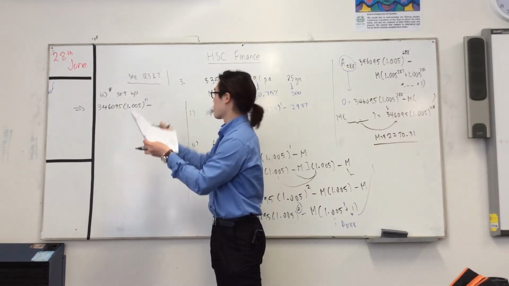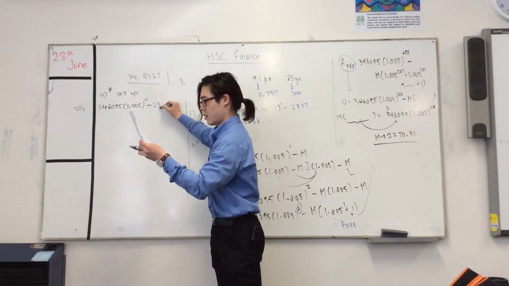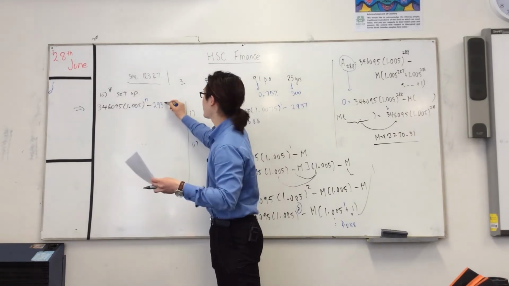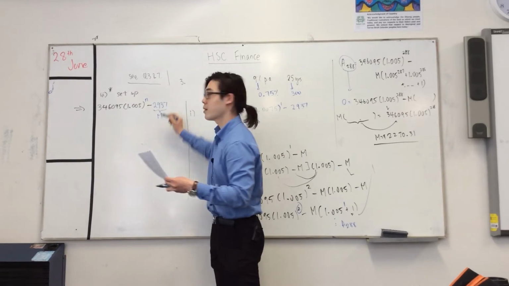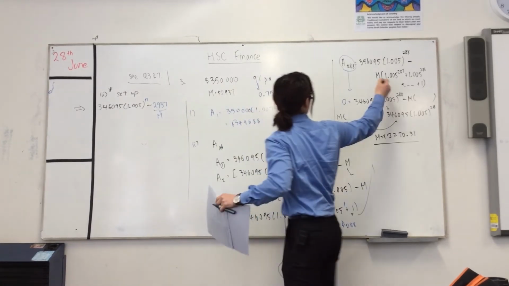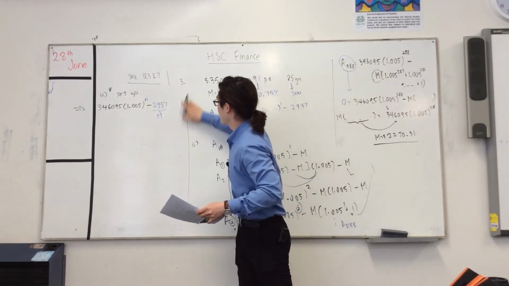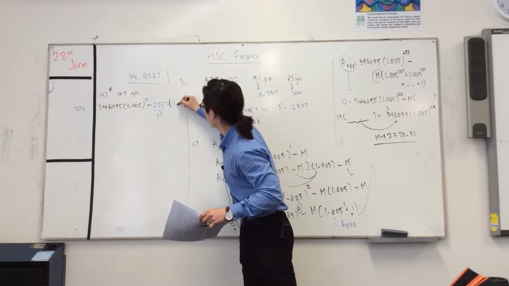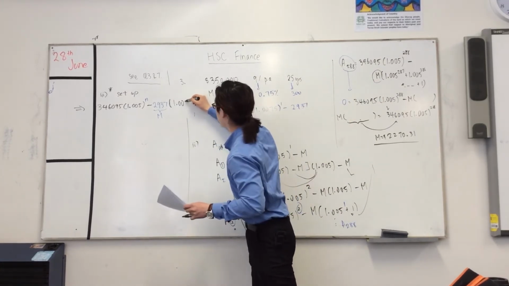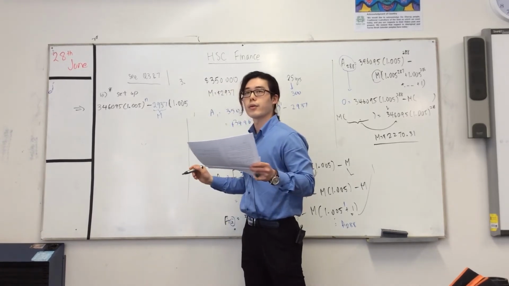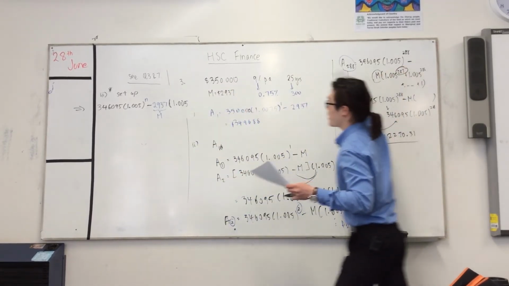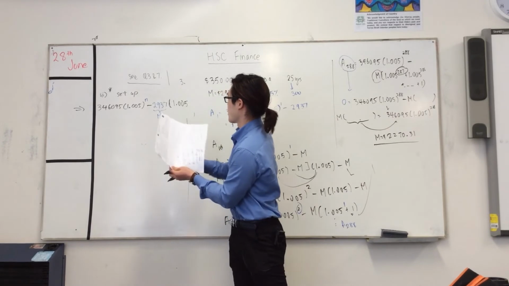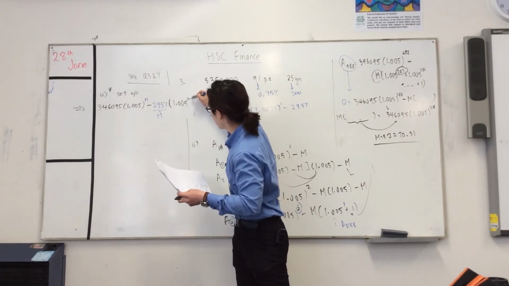Because he wants to keep it the same, this is your M. Yeah? So I've just written that. Bracket that. 0.05. What's my power though? 287 in this case is N minus 1.